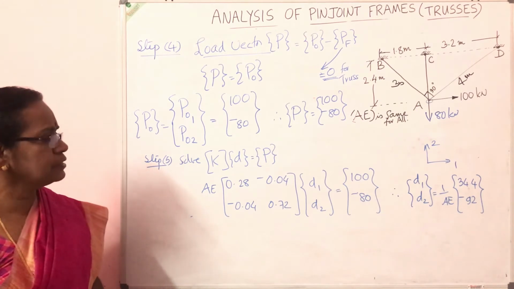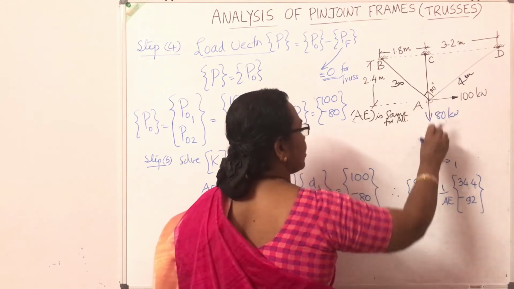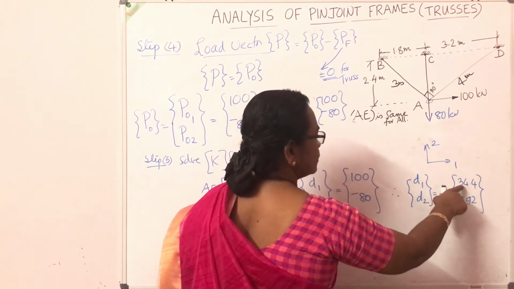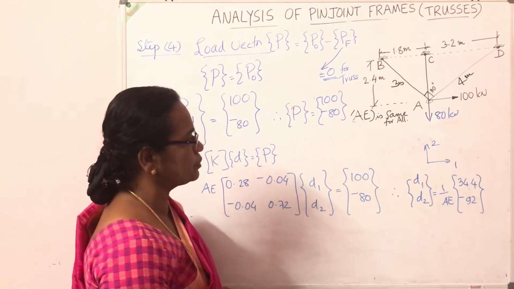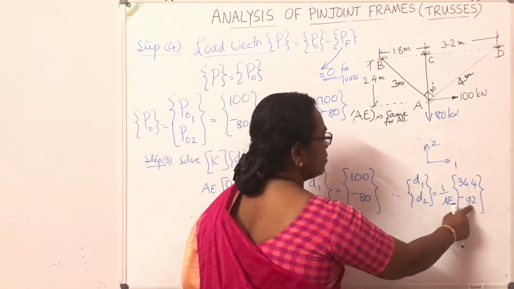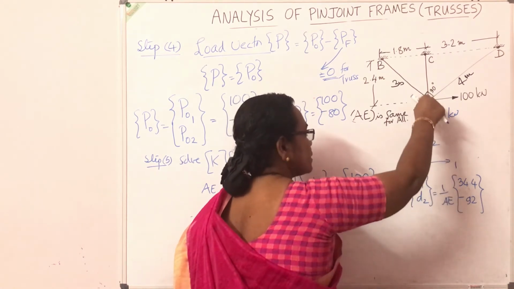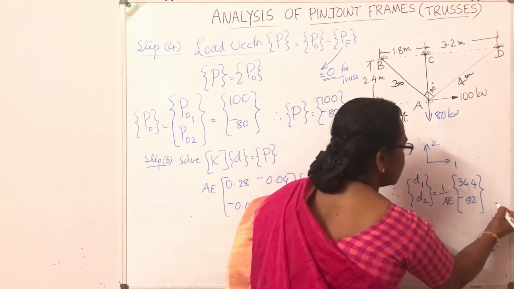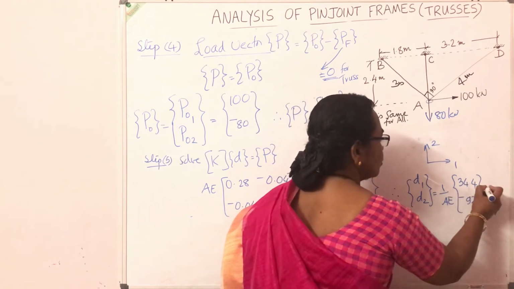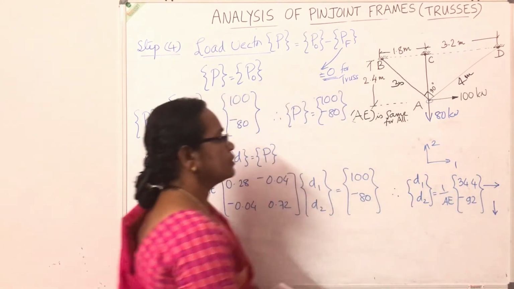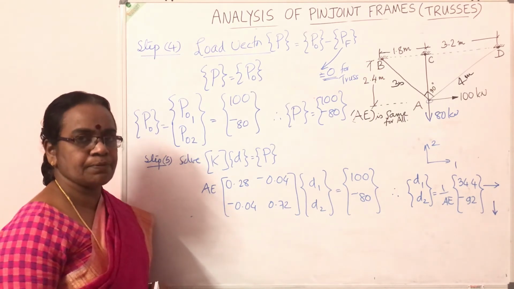The physical meaning of it is D1 is 34.4 by AE. That means the horizontal displacement of joint A is towards right 34.4 by AE. And the vertical displacement of joint A is minus 92 by AE. That means the direction 2 is upward, so the displacement of joint A is downward. This means the vertical displacement of joint A is downward 92 by AE and the horizontal displacement of joint A is towards right 34.4 by AE. So now we have arrived at the joint displacements also.